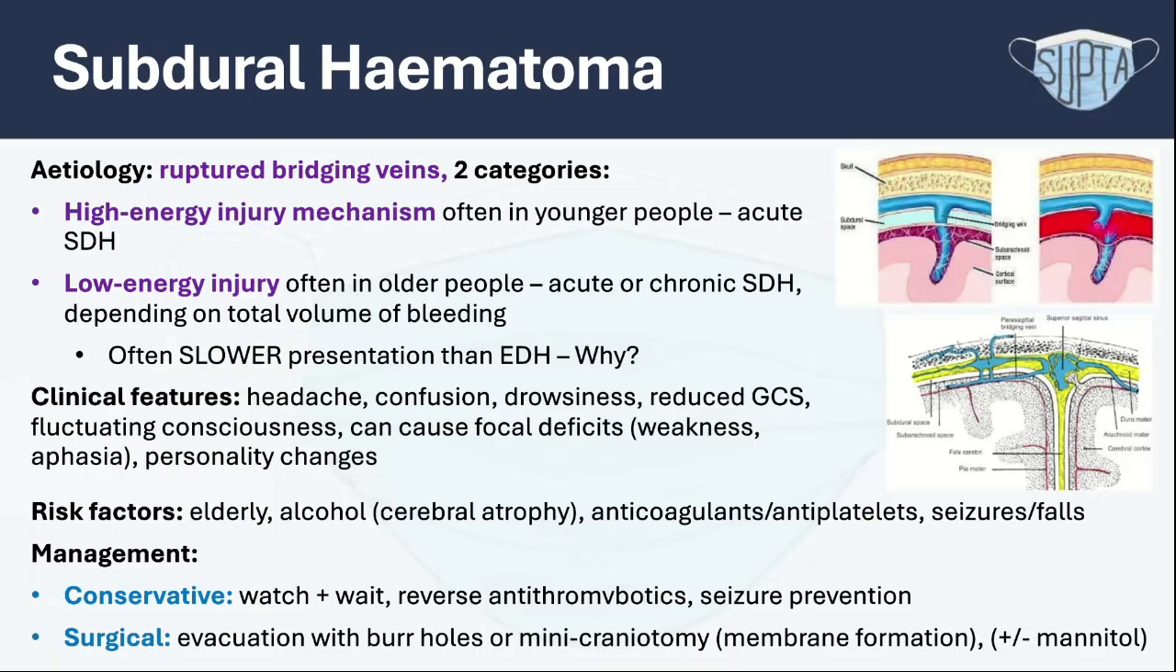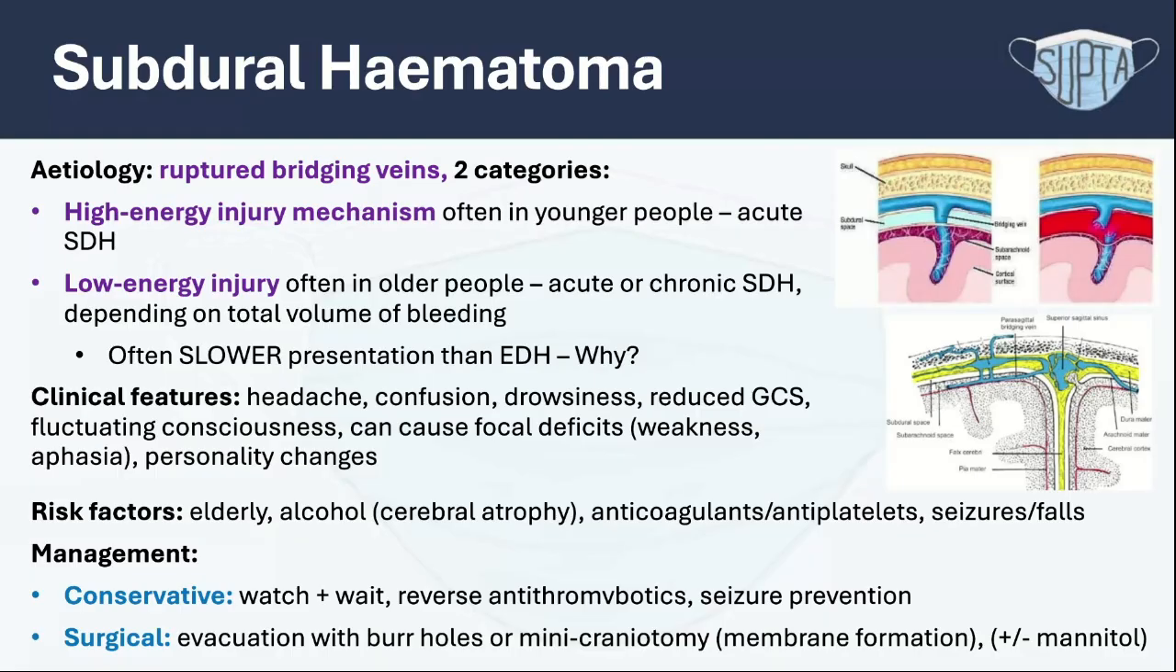And in terms of clinical features, the presentation can be quite subtle at first. Patients could have a headache, confusion, drowsiness, reduced GCS, fluctuating consciousness. They can also develop focal neurological deficits, for example weakness or aphasia, meaning difficulty with speech, or slurred speech. Some patients present mainly with personality or behavioral change, such as becoming unusually aggressive or having rapid mood swings.